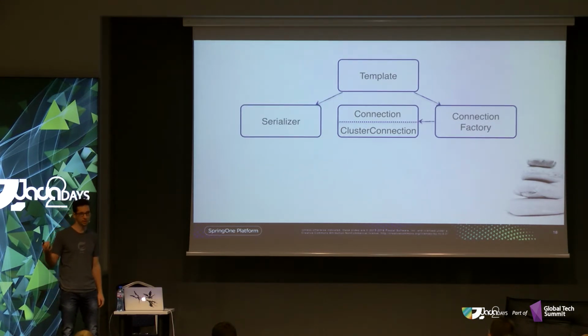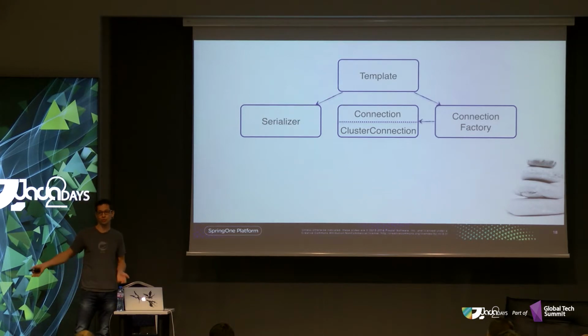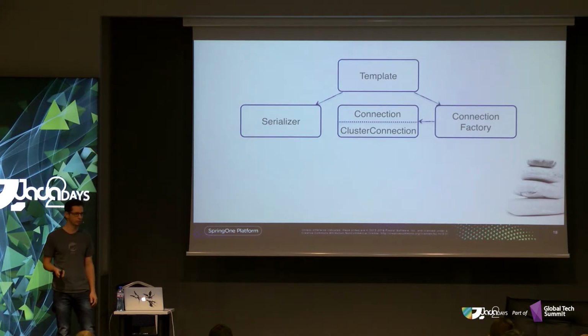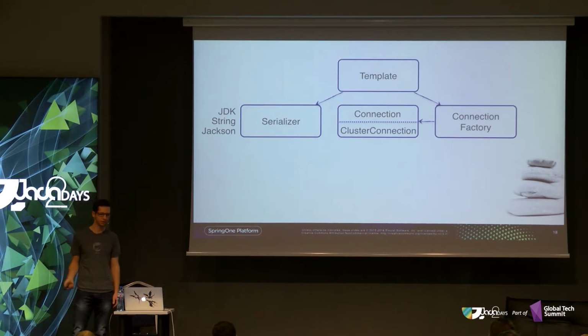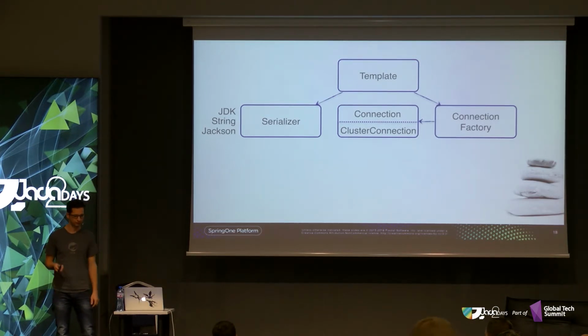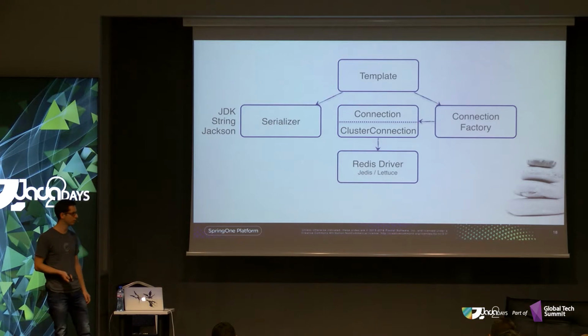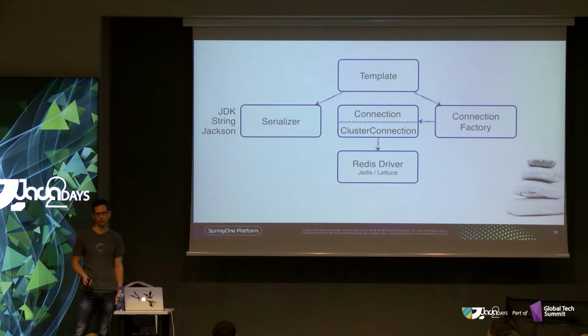As I mentioned, Redis doesn't really care about what you store inside of it. There are several serializers that allow you to just convert your types into a binary format. So you could use a JDK serializer, plain string serializer. You could even use Jackson and configure it the way you want it to just put your stuff into Redis. And under the hood, underneath the connection and cluster connection, you're free to use the Redis drivers.